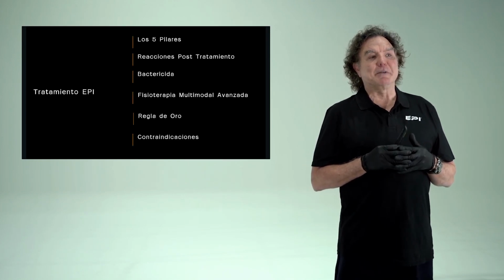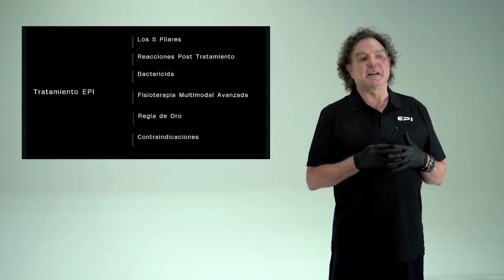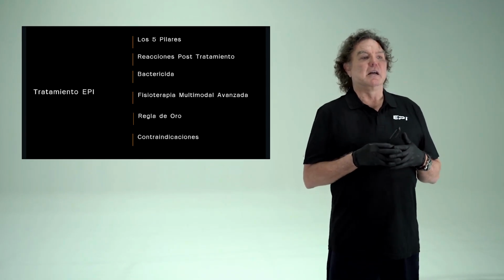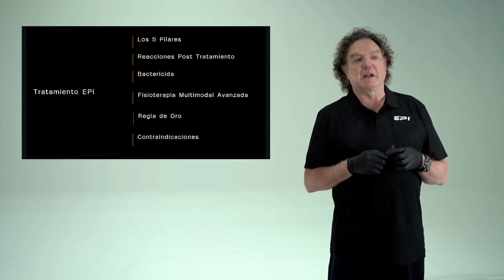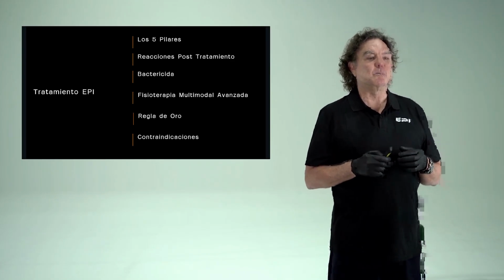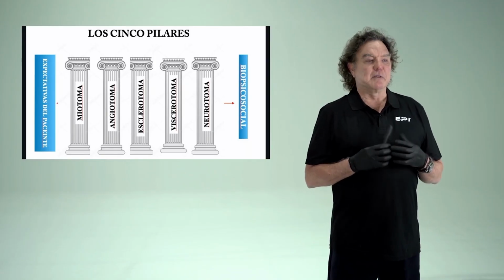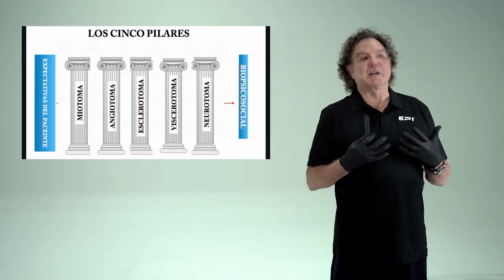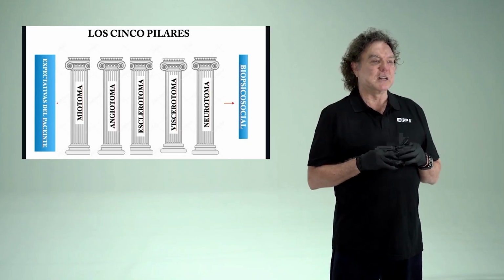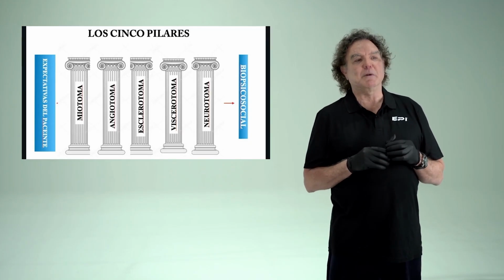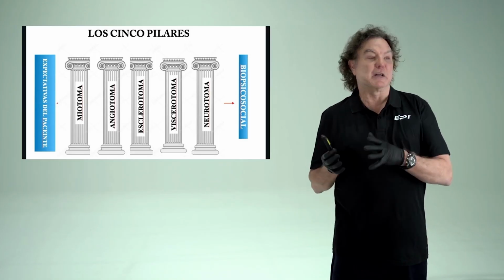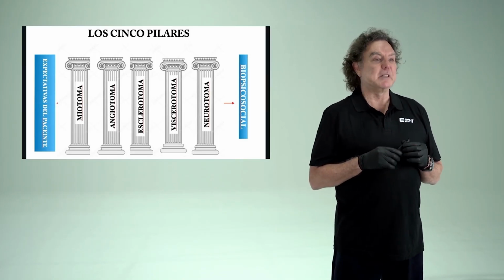Now we are going to talk about EPI treatment, the 5 pillars, post-treatment reactions, the bactericidal effect of the EPI technique, what advanced multimodal physiotherapy is, the golden rule of any treatment, and the contraindications. For me, what is important when performing any treatment is to keep these 5 pillars in mind. I will always assess the myotome, the angiotome, the sclerotome, the epistereotome, and the neurotome, and I will treat them if they are affected to a greater or lesser extent.